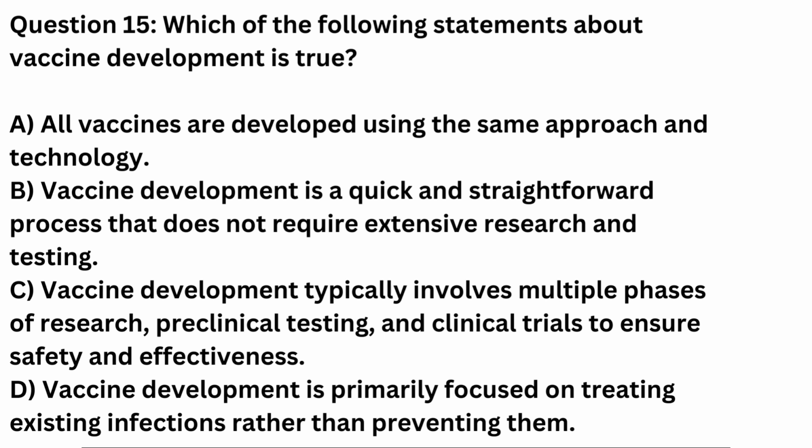A. All vaccines are developed using the same approach and technology. B. Vaccine development is a quick and straightforward process that does not require extensive research and testing. C. Vaccine development typically involves multiple phases of research, preclinical testing, and clinical trials to ensure safety and effectiveness. D. Vaccine development is primarily focused on treating existing infections rather than preventing them.